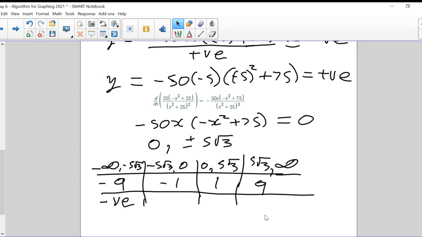Actually, I'm going to grab my calculator in the meantime and put my equation in. So minus 50x bracket minus x squared plus 75. Okay, Braden says it's positive.